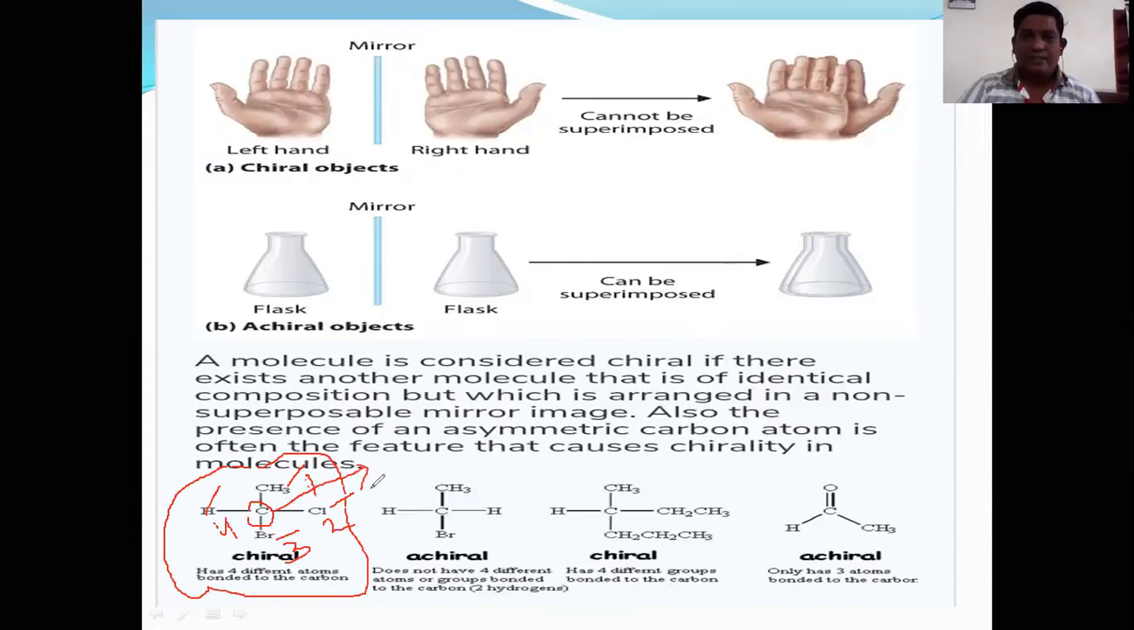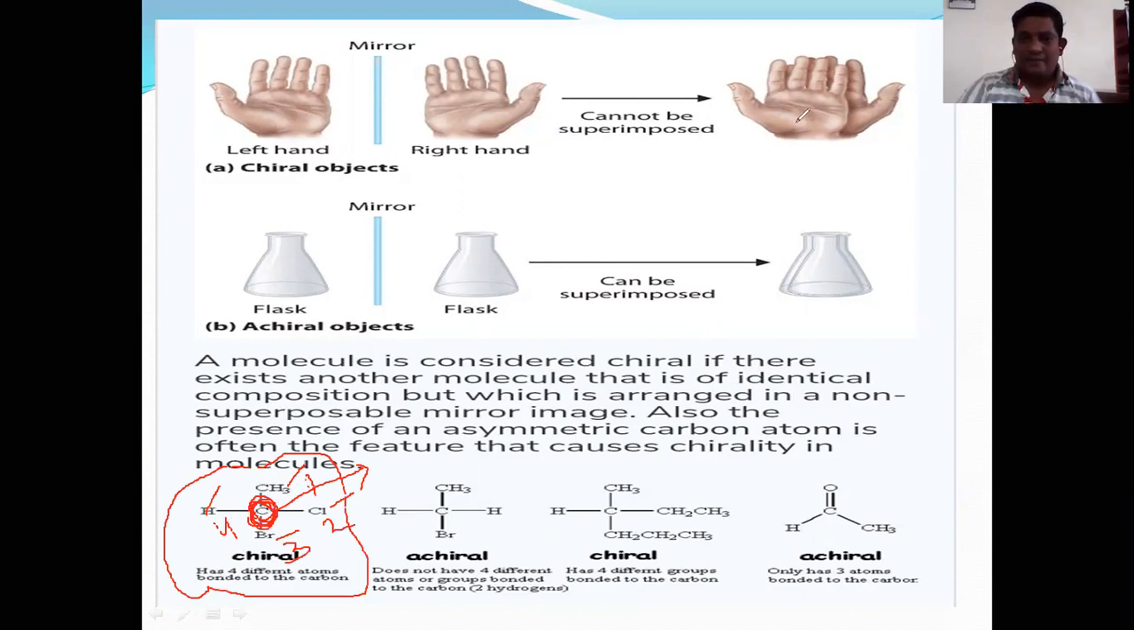What is a chiral carbon? The chiral carbon is nothing but a carbon containing atoms or groups that are all different. I'm repeating: the different atoms or groups attached to carbon, and that carbon is known to be a chiral carbon.